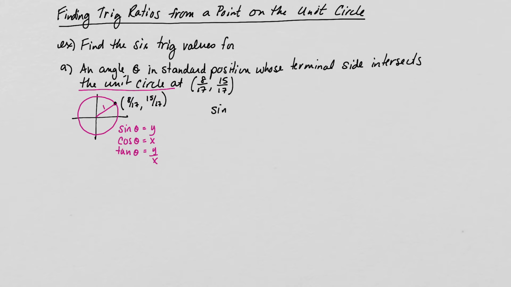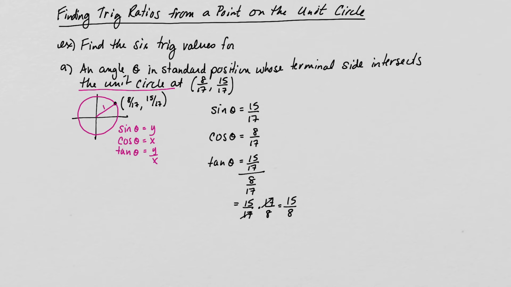So we can use that here to figure out these values. So the sine of theta would be the y, which is 15/17. The cosine of theta would be the x, so 8/17. The tangent of theta would be y over x, so 15/17 over 8/17. And so if I do keep, change, flip, 15/17 times 17/8, the 17s would cancel, and we get 15/8.